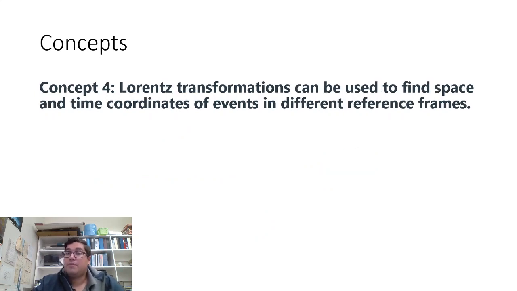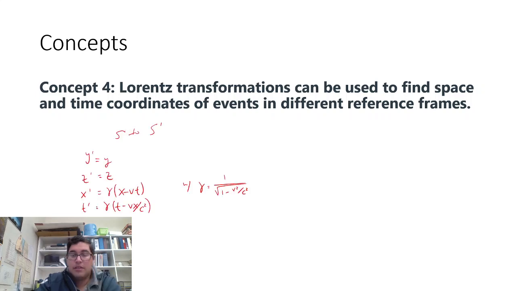Concept number 4, Lorentz transformations can be used to find space and time coordinates of events in different reference frames. So now we have this set of equations, which are the Lorentz transformations, to do this transformation between at rest time and length to a moving frame of reference. And so you can see that there. I'll go ahead and just pause and write them out so I can refer to them.